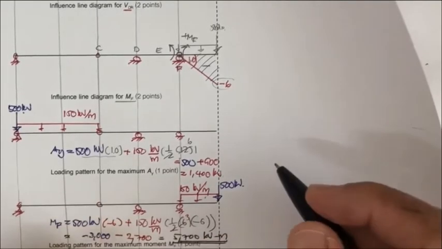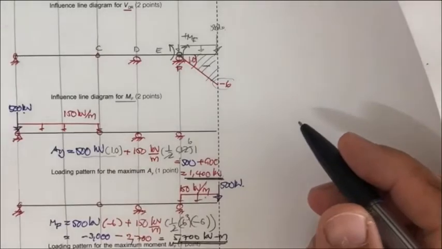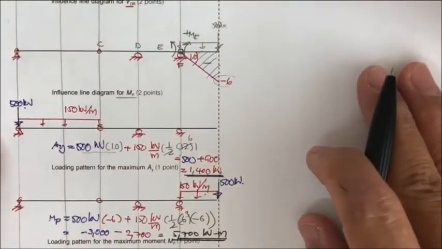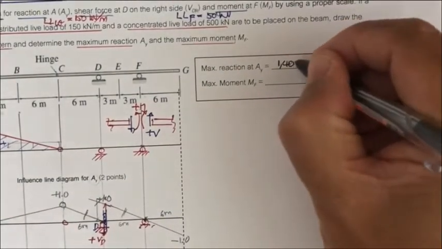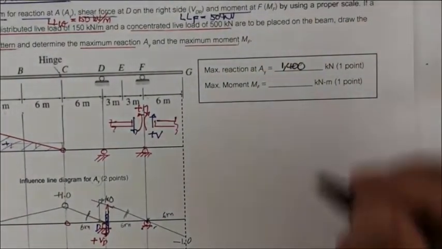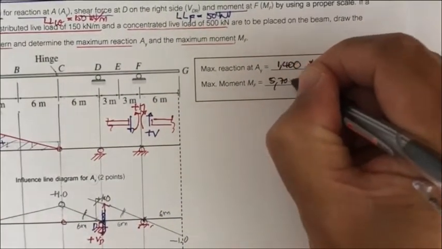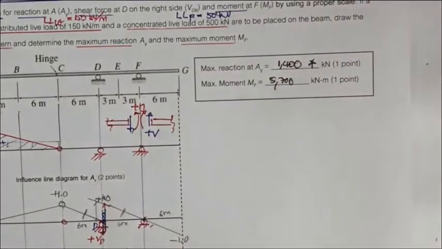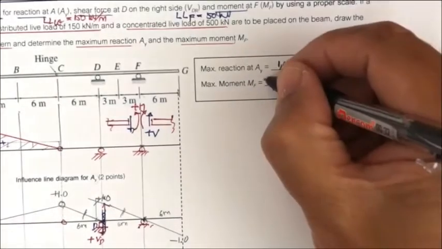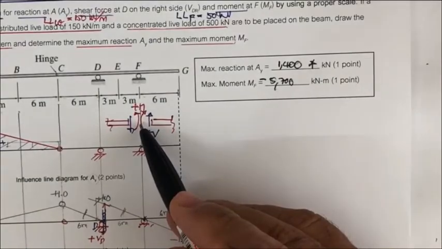Okay, that's it for the M sub F. This is for the A sub y, and then you may put this one. The A sub y is 1,400 kilonewton, actually upward. Okay, this is going to be 5,700 kilonewton meter, and it's going to be negative. Don't forget to put negative over here also. Negative kilonewton meter is in the opposite direction of here.